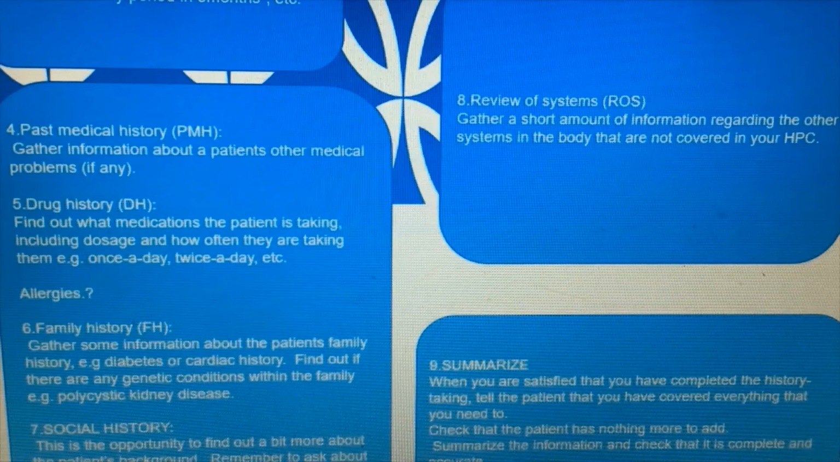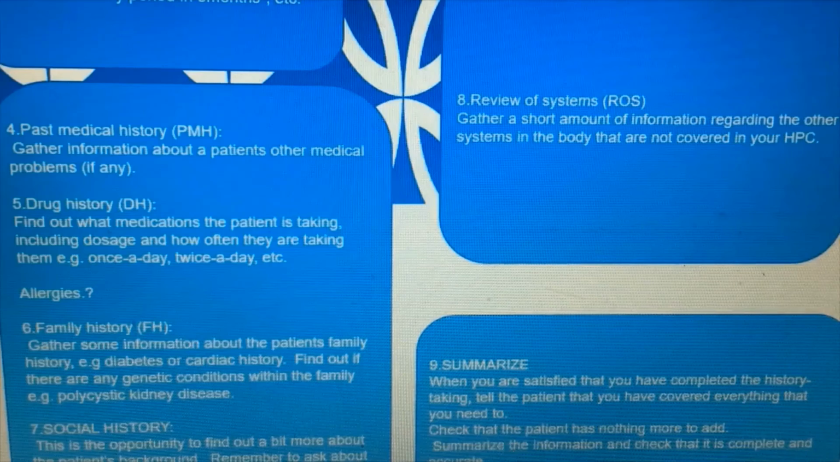Once you are done with system review, now you can move on to number 9, which is to summarize your data. Here, when you are satisfied that you have completed the history taking, tell the patient that you have covered everything that you need to, and check that the patient has nothing more to add. Summarize the information and check that it is complete and accurate. Explain what will happen next to the patient.